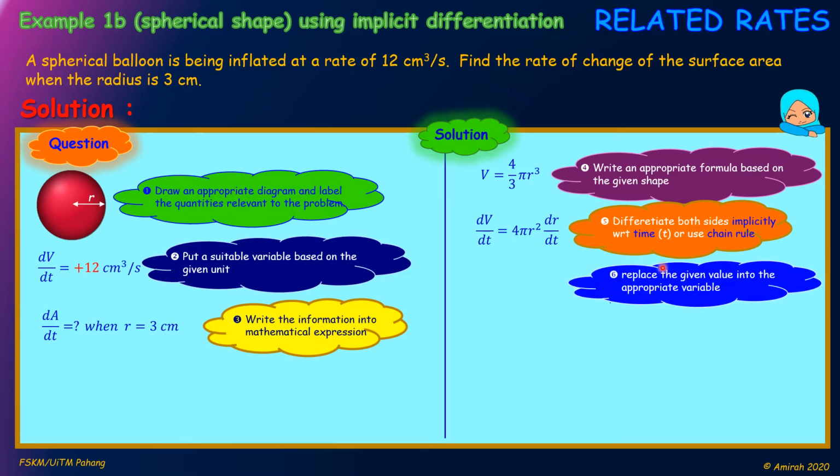Okay, and then step 6, replace the given value into the appropriate variable. So we replace dV over dt equals the given value, which is 12, and then in 4 pi r squared, we replace r equals 3.